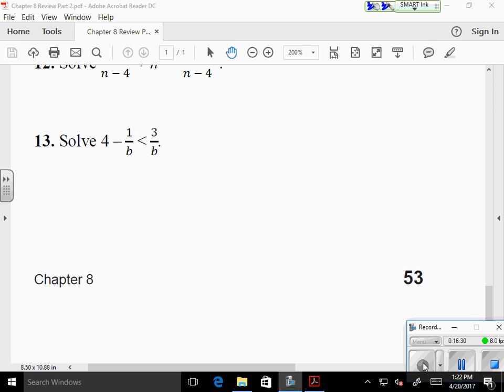Okay. So same situation here. One of our numbers is b equal to 0. That's going to cause it to be undefined. I need to add 1 over b to both sides. So I get 4, and pretend it's an equal sign, 4 equals 4 over b. 3 over b plus 1 over b is 4 over b.